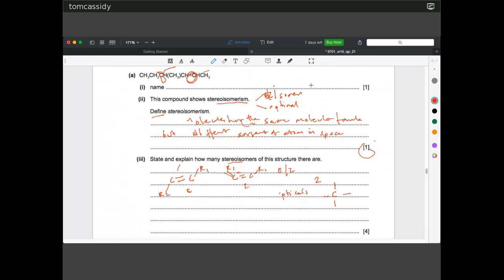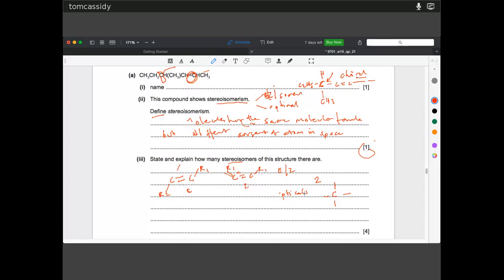If you just try and draw that out, you've got that carbon atom, and it's got a hydrogen atom, you can see that, and then it's got this C2H5 group on one side, and then it's got a methyl group off there, and then it's got the rest of the compound over there. So that's definitely called a chiral carbon.